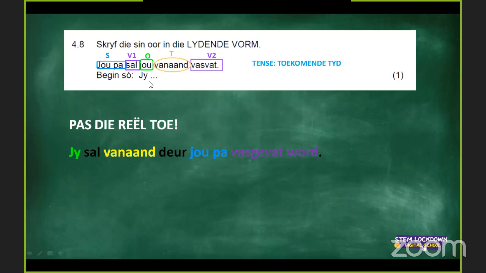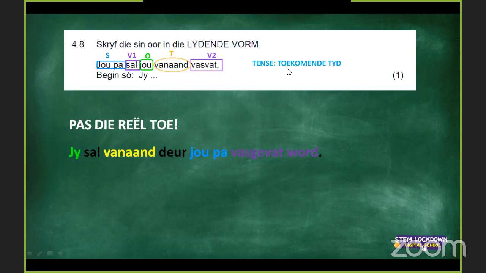So the jou and the jy is the same. The jy is now just standing first in the sentence. So jou pa sal jou vanaand vasvat. My next step was, let's have a look at the tense of the sentence. Hierdie sinnetjie sal vasvat, dit is toekomende tyd.